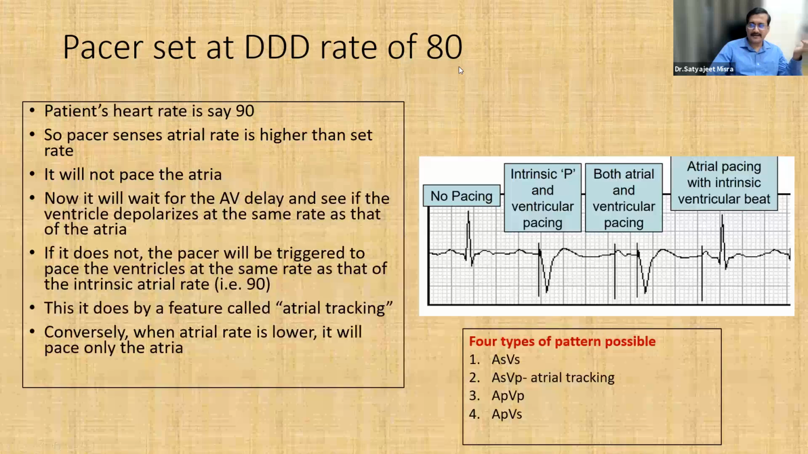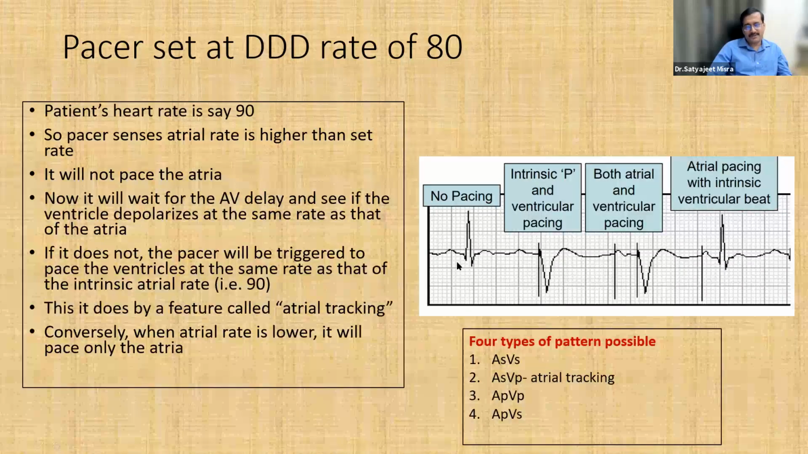So it paces the atria, and then it will wait for the predetermined time interval to see if there is a ventricular impulse. If there's no ventricular impulse, it will pace the ventricles as well. So you can have 4 different types of pacing possible in a patient with a DDD mode.